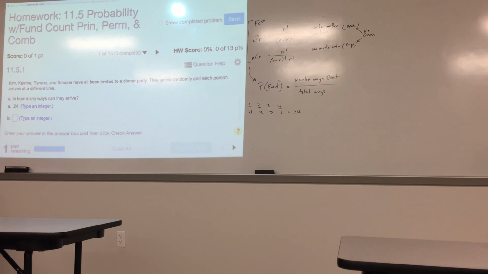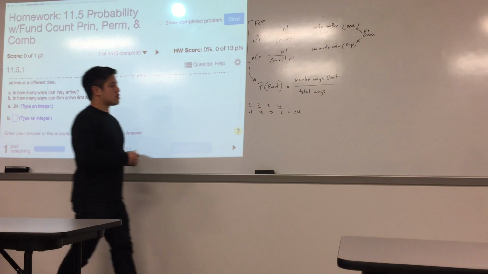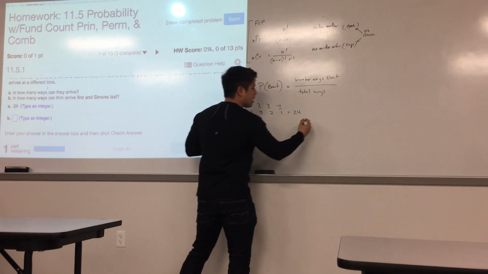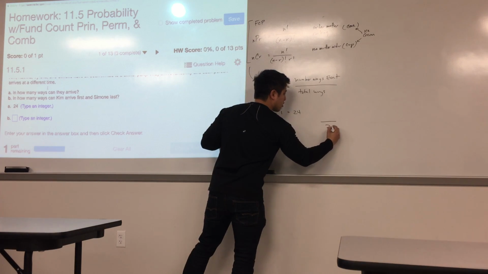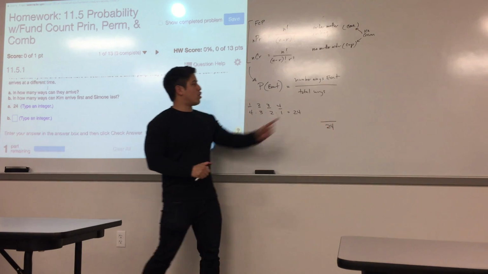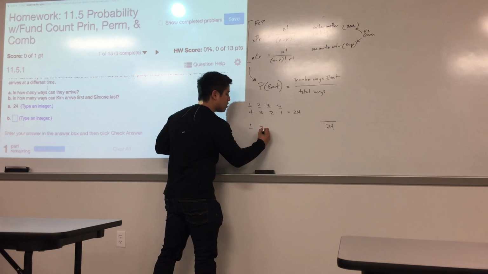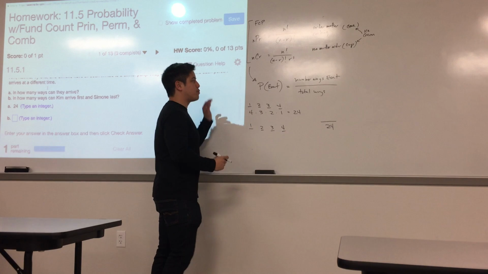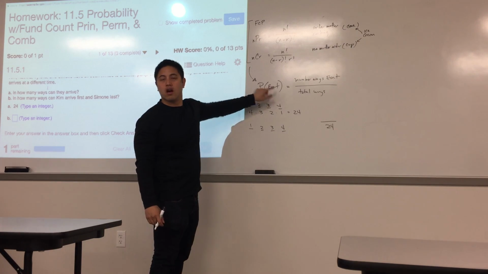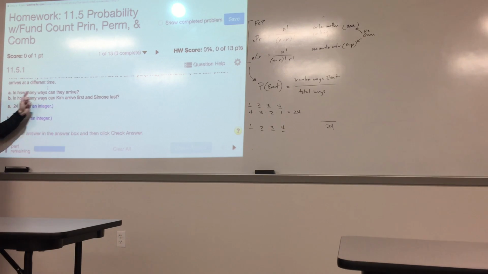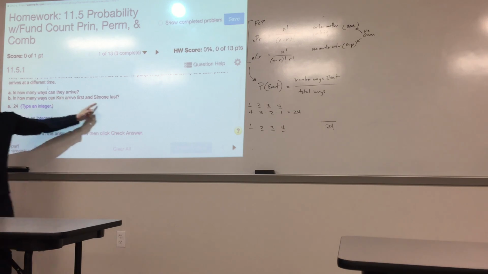Okay, now, part B. In how many ways can Kim arrive first and Simone last? So take a look. If you're linking this back, this right here is going to be the denominator. Isn't that true? The total ways that people can arrive. But now we have a very specific event. What is the event that they're trying to find the probability for? The ways Kim can arrive first and Simone last.